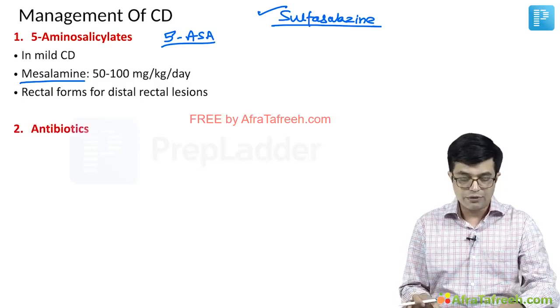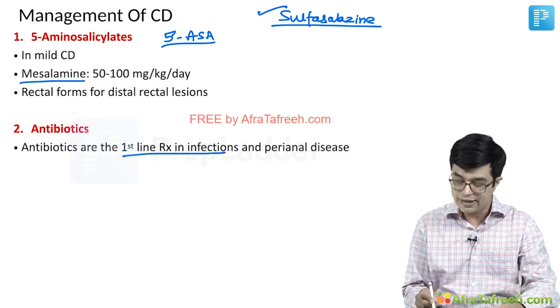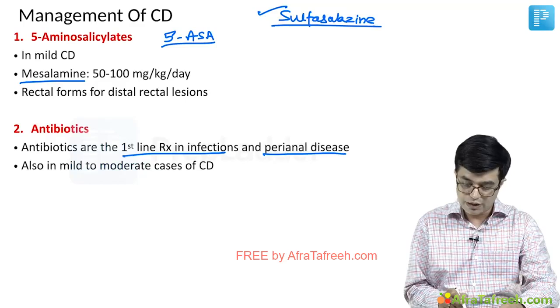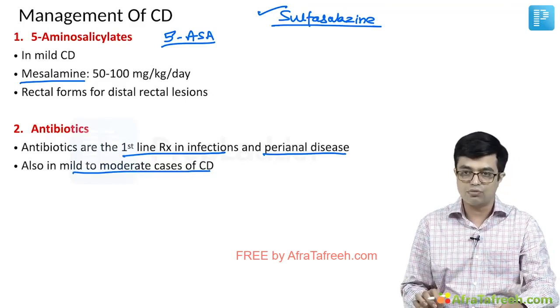Second, we come to antibiotics. Antibiotics are the first line therapy in case of infectious complications and in perianal disease. They are also useful in mild to moderate cases of Crohn's disease as adjunct therapy. They can be combined with 5-ASAs as well.